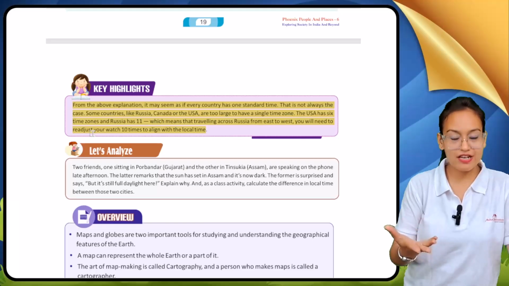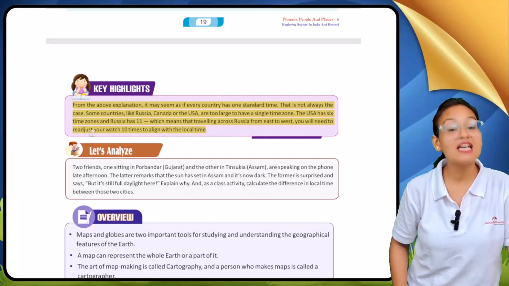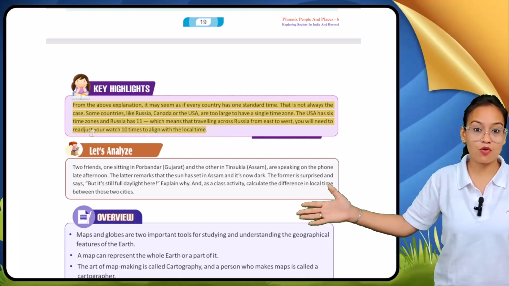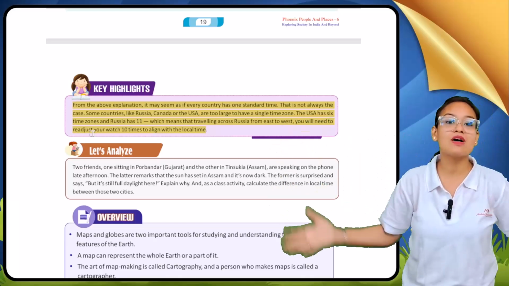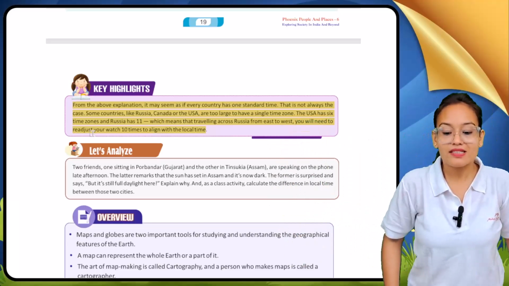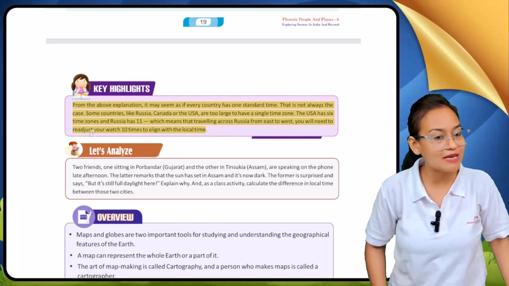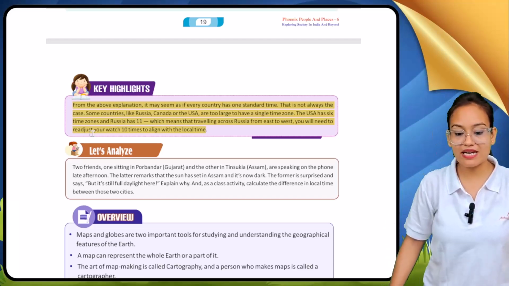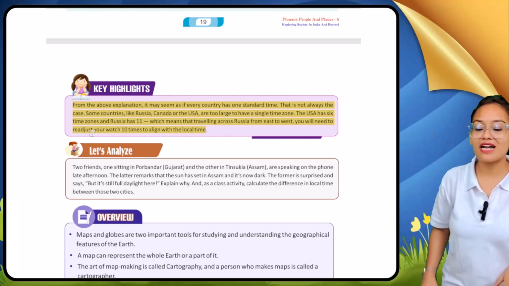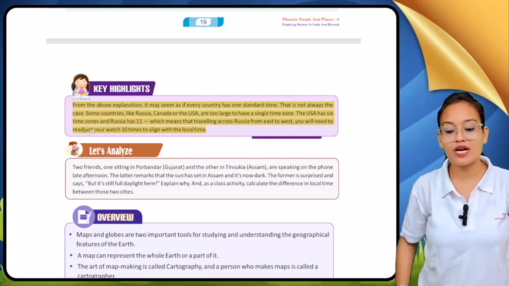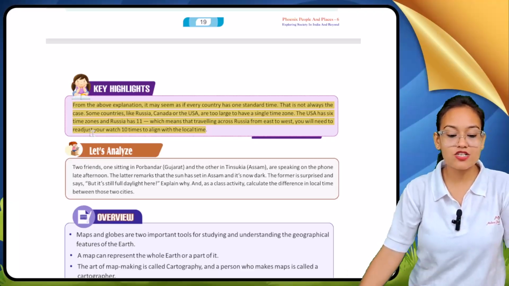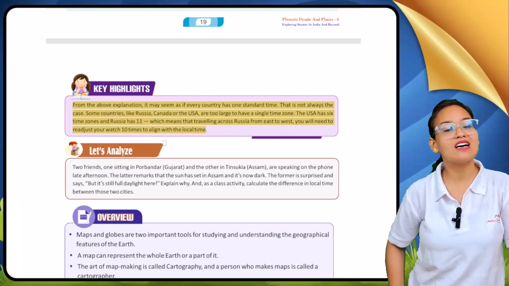Here you can see Russia, Canada or USA, they are very large in shape. They cover a huge landmass area of our planet Earth. That's why they follow different time zones. Like USA has 6 time zones while Russia has 11 time zones. It means when you are traveling across Russia from east to west, you will need to readjust your watch 10 times to align with the local time.